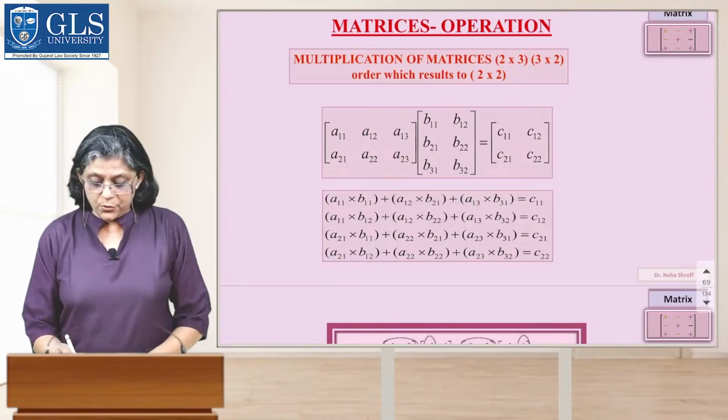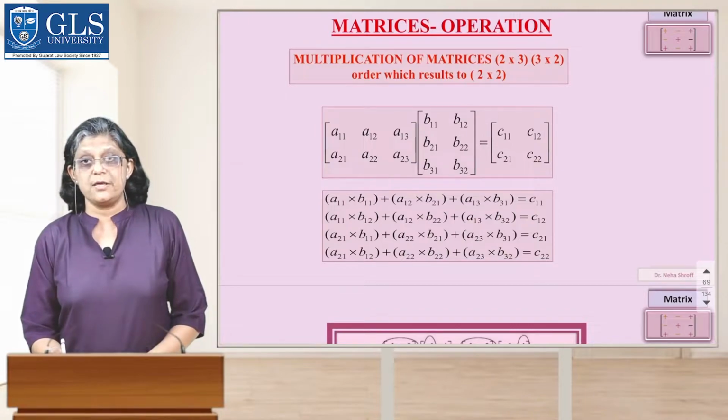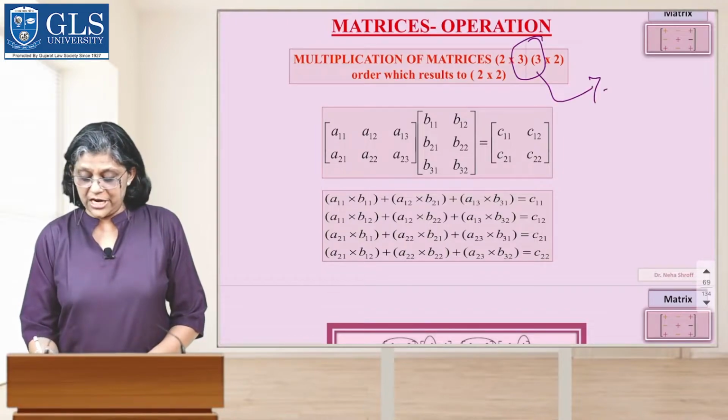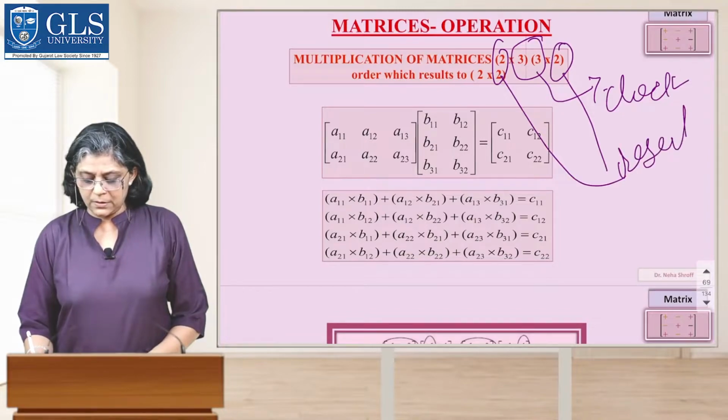So, what we do here is, if I have a matrix of order 2 cross 3 and another matrix of 3 cross 2, I first want to check. This is the condition to check. Is it possible? Yes. And this shows me the result. Is it clear?